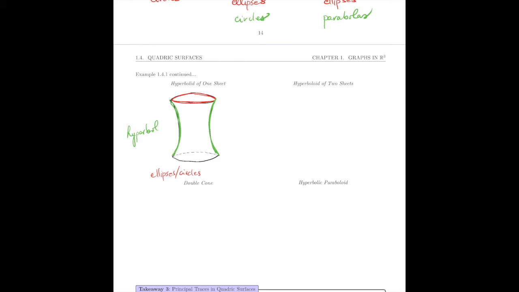But hyperbolas is what I've drawn in green here. Again, I've drawn them as if they end, but this is part of an infinite shape. Right? This goes on forever as a big hollow tube. Now, hyperboloids come in different versions. So this is a hyperboloid of one sheet. Let's take a look at the graph of a hyperboloid of two sheets.